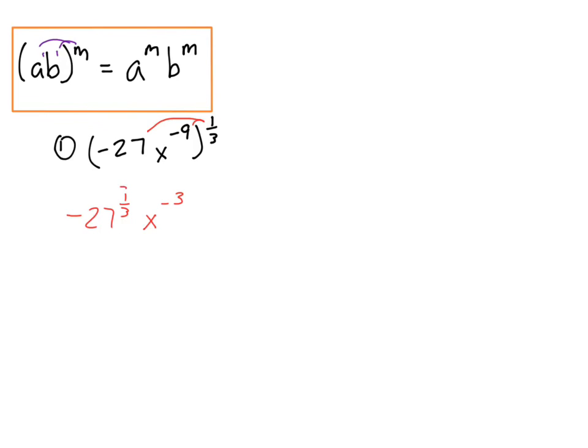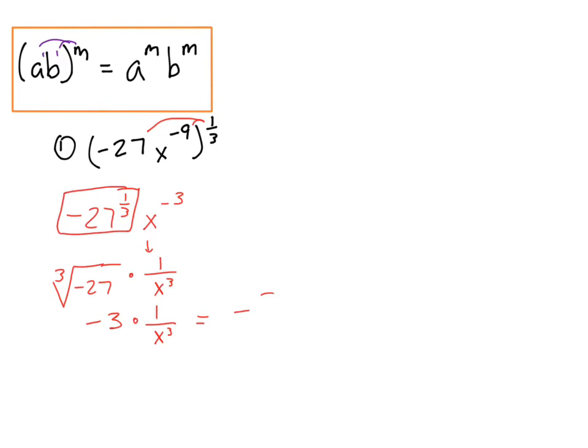So here, what we have to think about for this part is that this is just the cube root of negative 27, which I know is negative 3. Here I don't want this written like this, so I will change it to 1 over x to the 3rd. And so right now I have negative 3 times 1 over x to the 3rd, which is going to simplify into negative 3 over x to the 3rd.